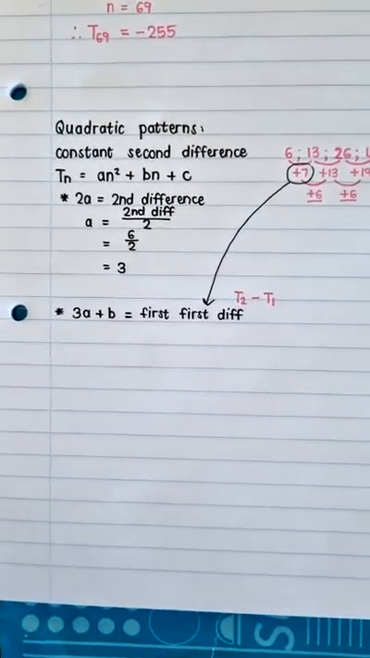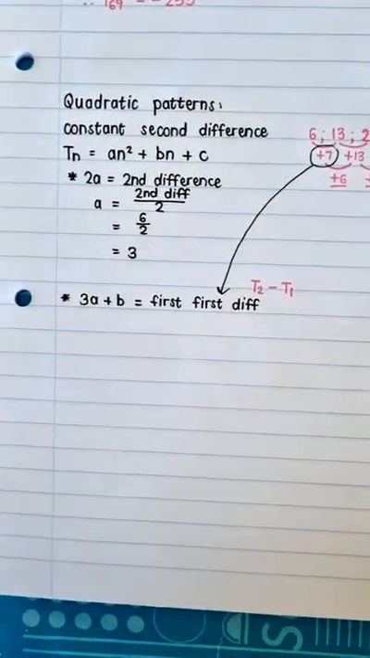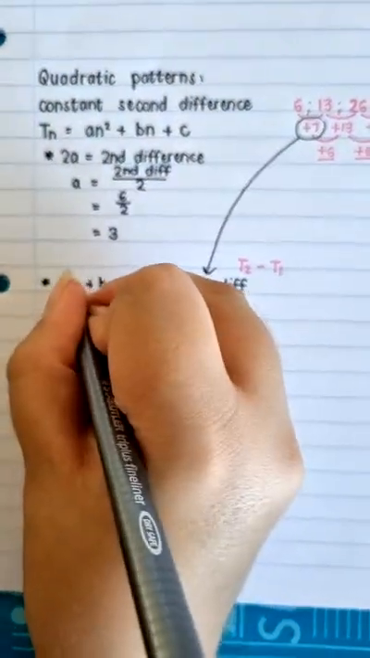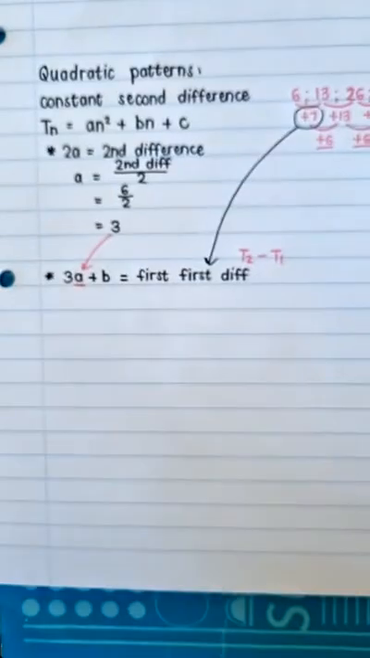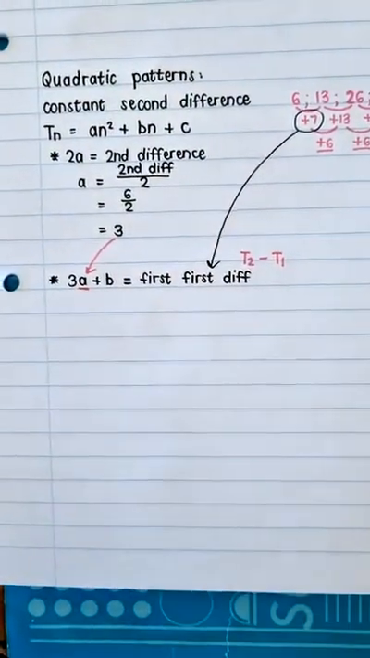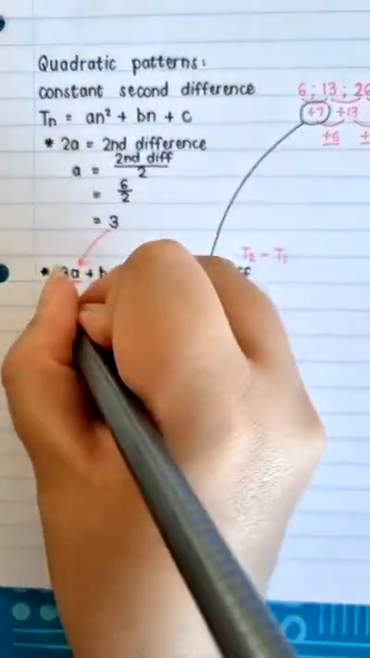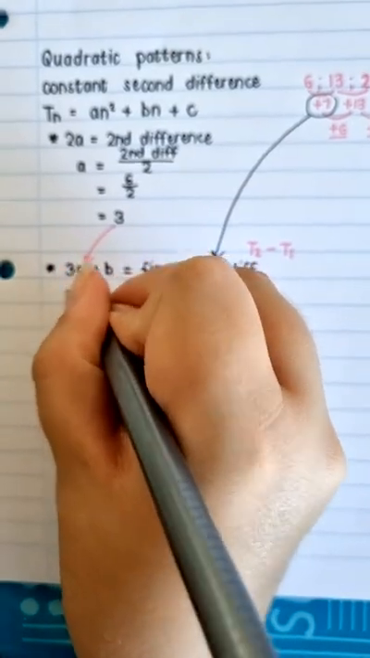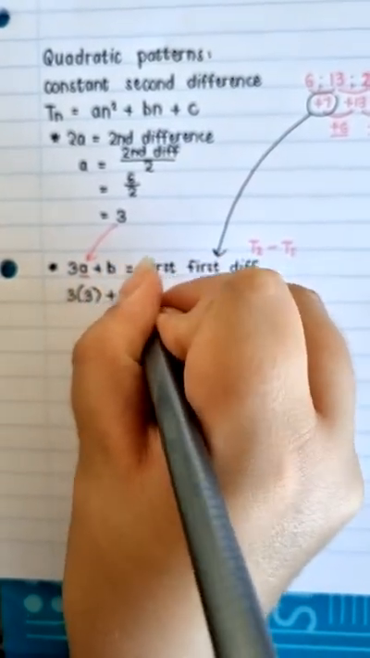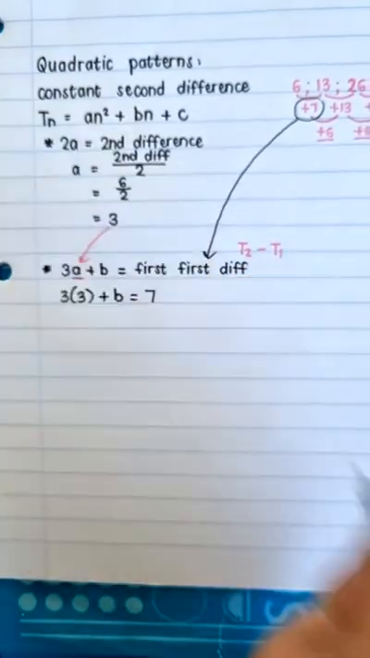Now guys, we can use this formula now to get our b value because we know what a is. Remember, a was 3. So we can now actually use that. We can now say that, okay, 3 times 3 plus b is equal to 7.